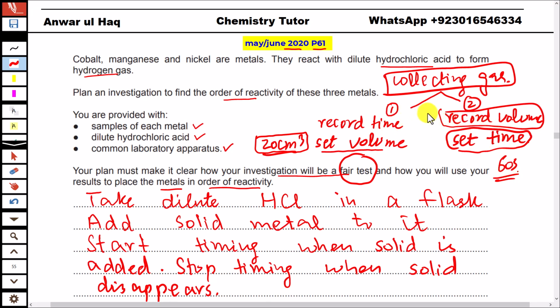So these are the three ways by which the rate of reaction can be estimated, and then we can use our results to place the metals in order of reactivity. I hope you get this.